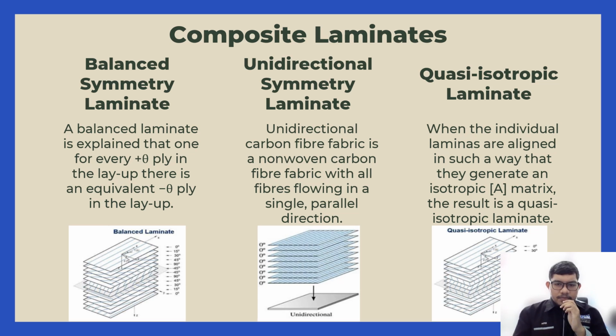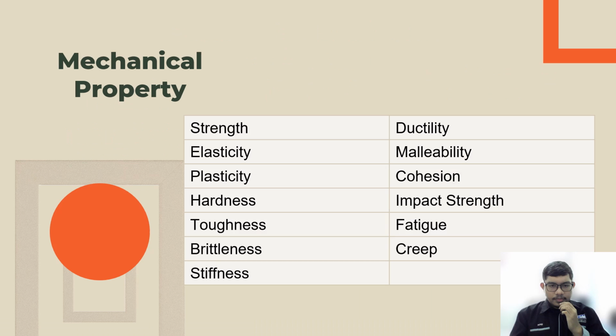Quasi-isotropic laminates. When the individual lamina are aligned in such a way that they generate an isotropic A matrix, the result is a quasi-isotropic laminate. For quasi-isotropic laminate, there are few principles to follow. There must be a total of n more than 3 layers. The same must be applied to all orthotropic elastic constants and thickness. They must be made of the same material.